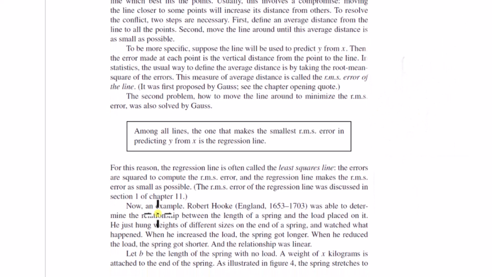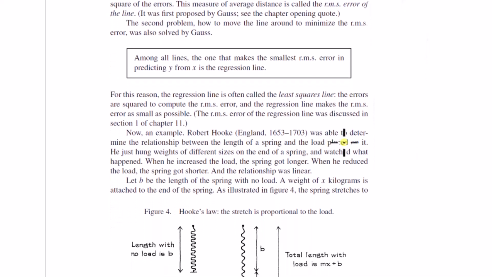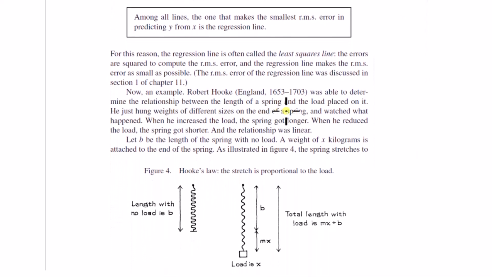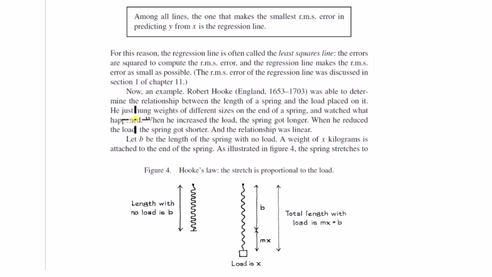Okay, now, an example. Robert Hooke was able to determine the relationship between the length of a spring and the load placed on it. He just hung weights of different sizes on the end of a spring and watched what happened. When he increased the load, the spring got longer. When he reduced the load, the spring got shorter, and the relationship was linear. Let B be the length of the spring with no load. A weight of X kilograms is attached to the end of the spring. As illustrated in figure 4, the spring stretches to... so yeah, this is Hooke's law.